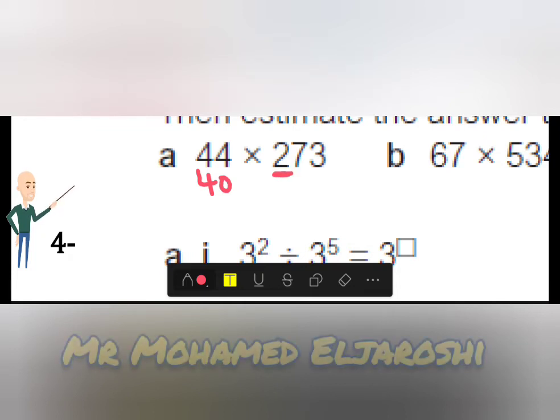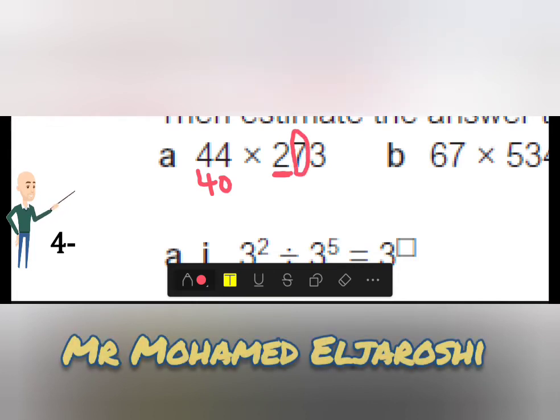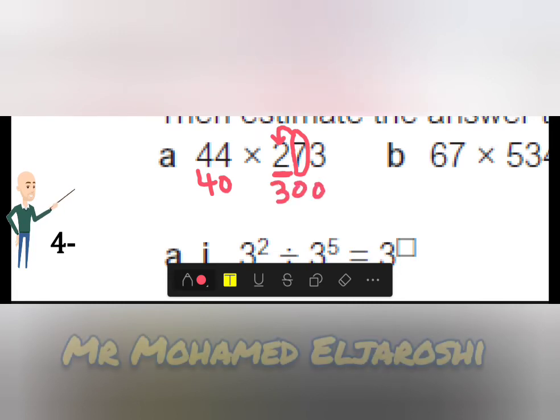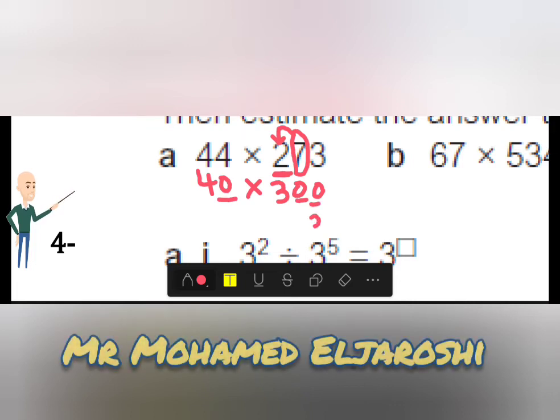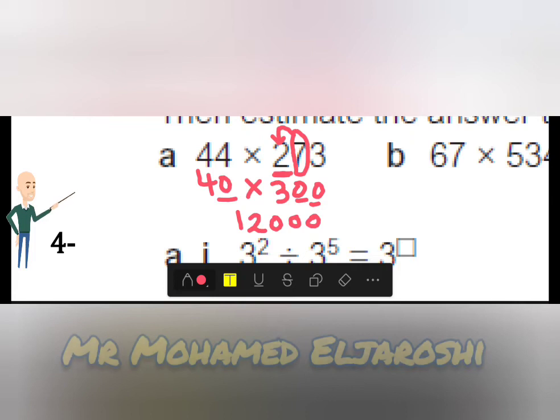Same idea here. The first one is 2. And then we take a look at the 7. It's bigger than 5. So we add 1 to the 2. It's going to be 3. So it's going to be 300. And then we multiply them. You can use a calculator or simple multiplying idea in which we take the zeros and write them. So we have 3 zeros, 1, 2, 3. And then we multiply 4 by 3. It's going to be 12. And this is the answer.